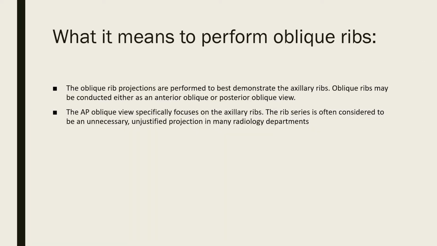The oblique rib projections are performed to best demonstrate the axillary ribs. Oblique ribs may be conducted either as an anterior oblique or posterior oblique view. In order to perform oblique ribs, you may either do AP or PA, whichever is facility protocol. The AP oblique view specifically focuses on the axillary ribs. The rib series is often considered to be an unnecessary, unjustified projection in many radiology departments.